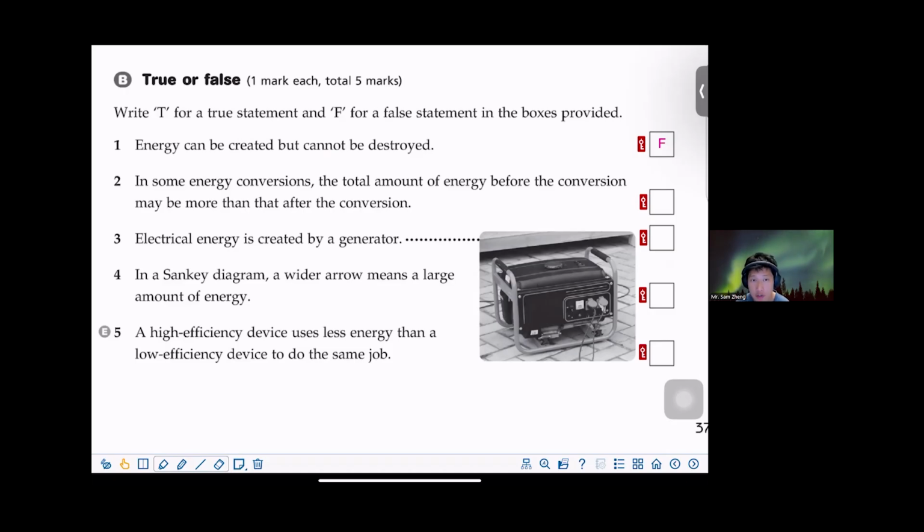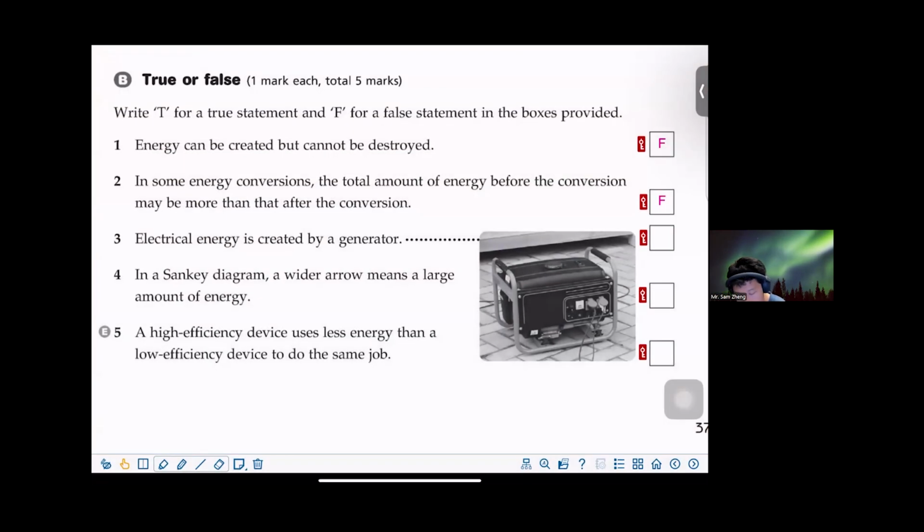In some energy conversions, the total amount of energy before conversion may be more than that after the conversion. In fact, it should be false because the total amount before the conversion should be the same as the amount of energy after the conversion. Electrical energy is created by a generator. Sorry, electrical energy is not created. It is just converted by the generator. In a Sankey diagram, a wider arrow means that there is a larger amount of energy. Yes, that is true.